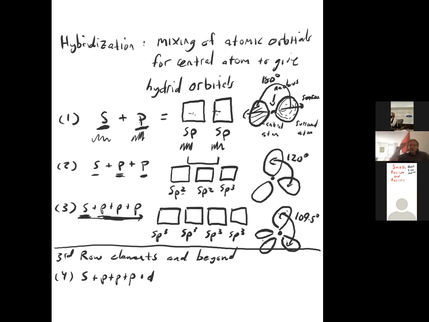So what is this called? So we're going to add s, p, d. So I'll write them out here. How many are we going to have? 1, 2, 3, 4, 5.